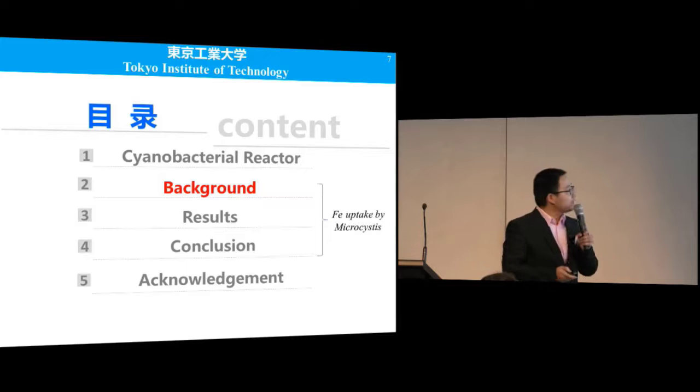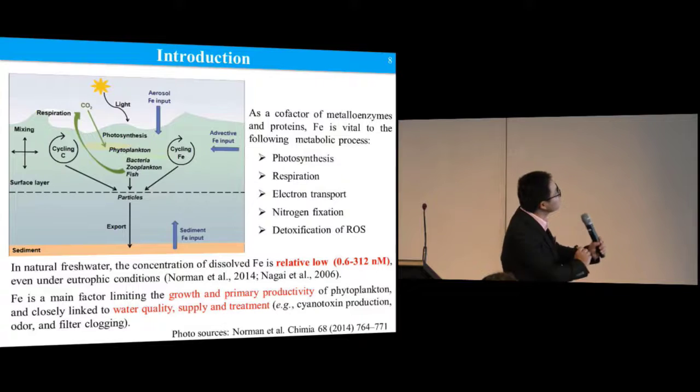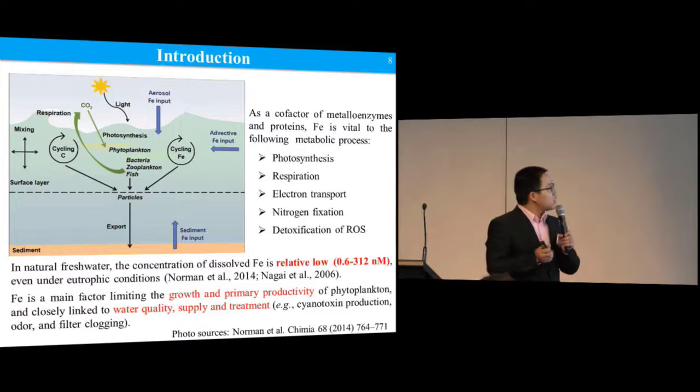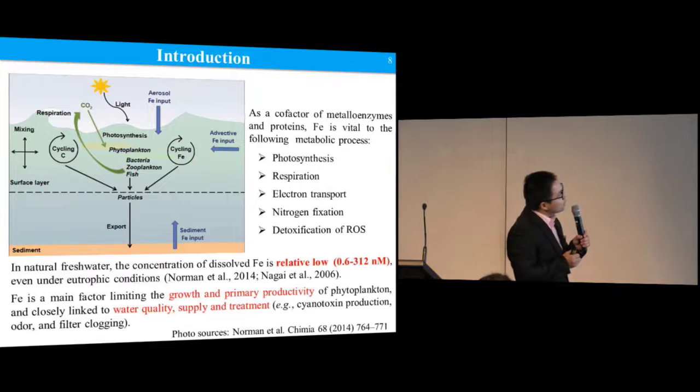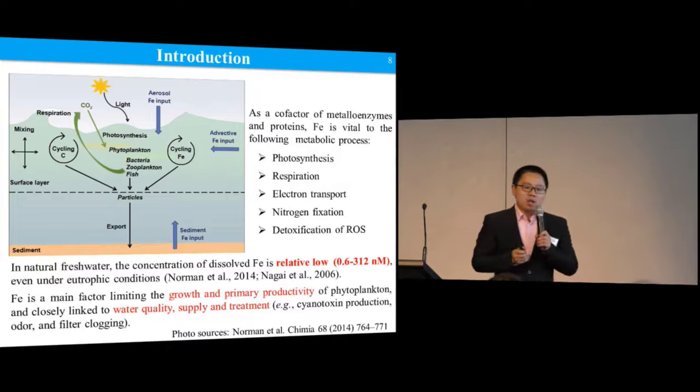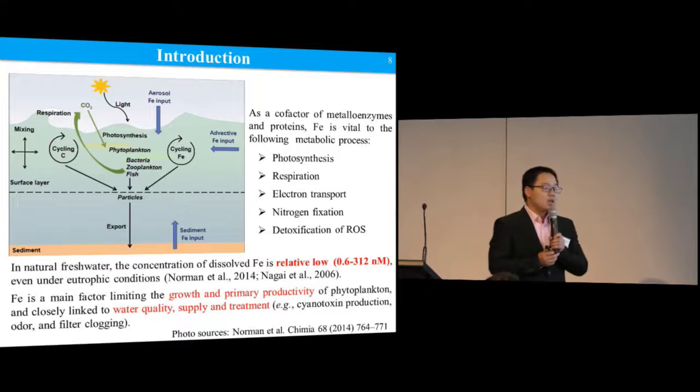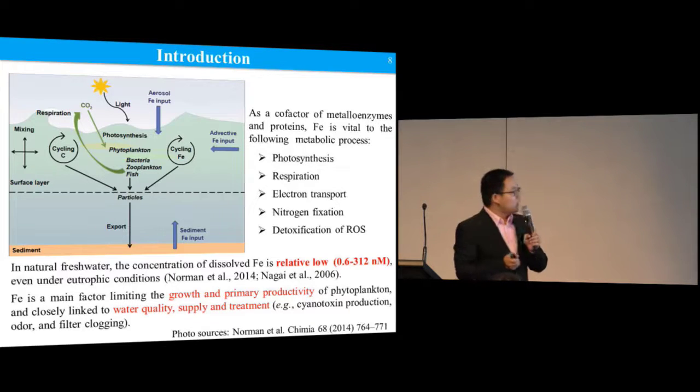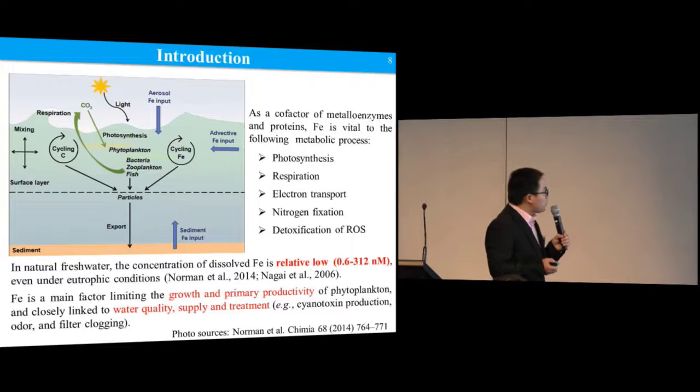And then I will talk about iron uptake by microsystems. As we know, iron is a very important and essential nutrient for the growth of cyanobacteria. It acts as a cofactor of metalloenzymes and proteins. Iron is very important to many metabolic processes. In the Earth's crust, iron is the second most abundant metal. However, in most natural fresh waters, the concentration of dissolved iron is limited, even sometimes under eutrophic conditions. Therefore, iron is a main factor limiting the growth and primary productivity of phytoplankton, and it is closely linked to water quality, supply, and treatment.